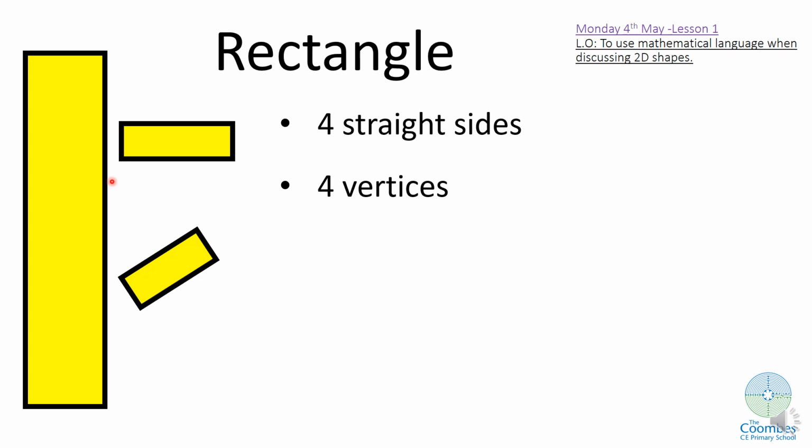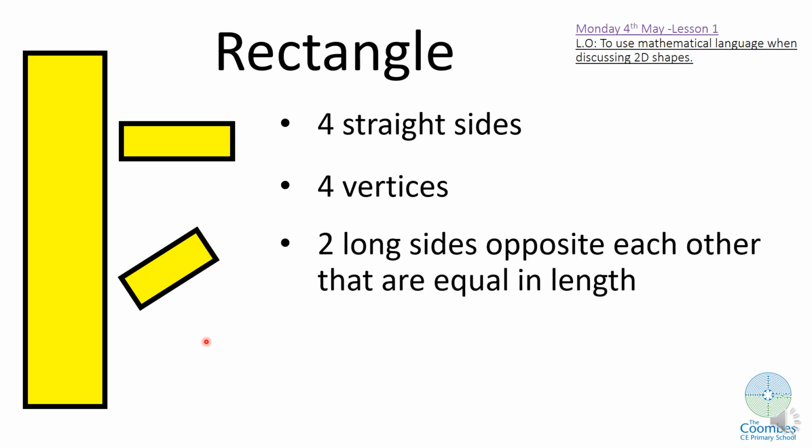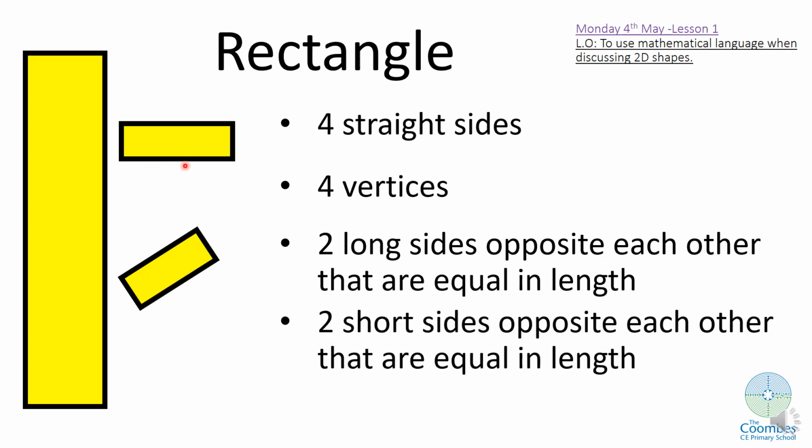A rectangle also has 4 vertices. So remember, vertices are where the sides come together. So let's count the rectangle's vertices. 1, 2, 3, 4. A rectangle also has 2 long sides that are opposite each other and are the same in length. They are equal in length. If they have 2 long sides, they also have 2 short sides that are opposite each other and are also the same in length.